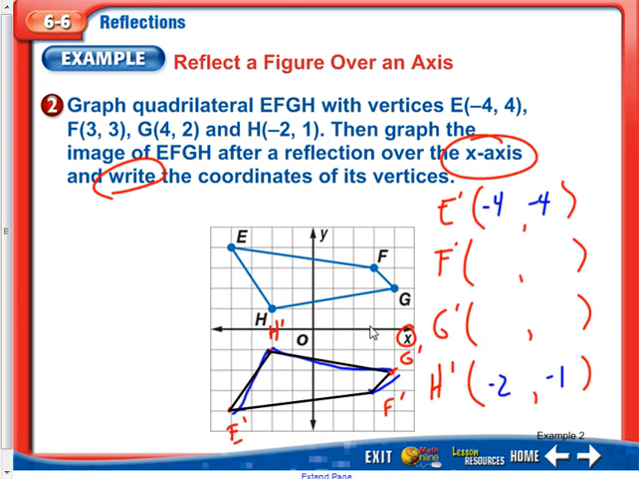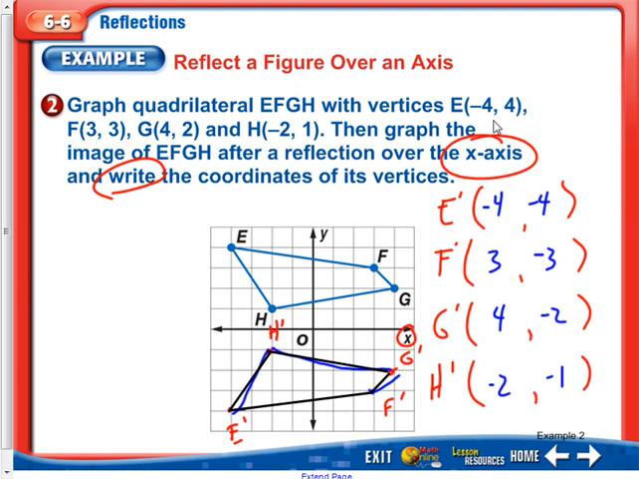G goes 1, 2, 3, 4, down 2. So we'll go 4, negative 2, and then H. Oh, I'm sorry. Here we go. F. So 1, 2, 3, and down 1, 2, 3. So 3, negative 3. Now there's something I want us to take a look at here.